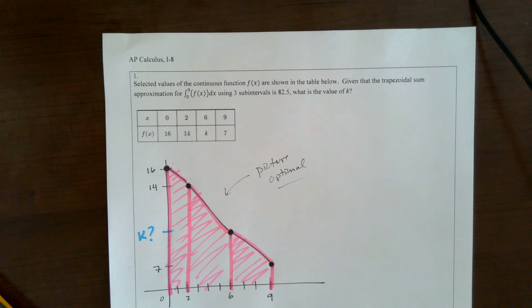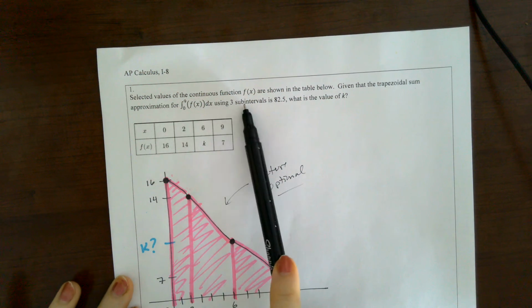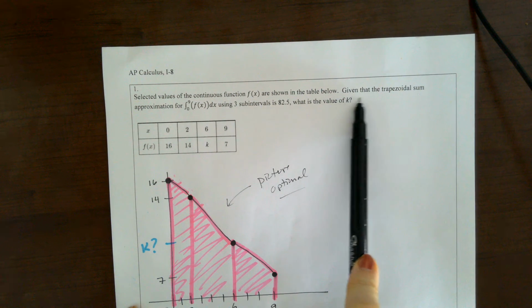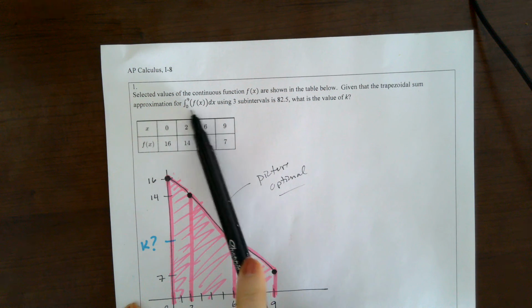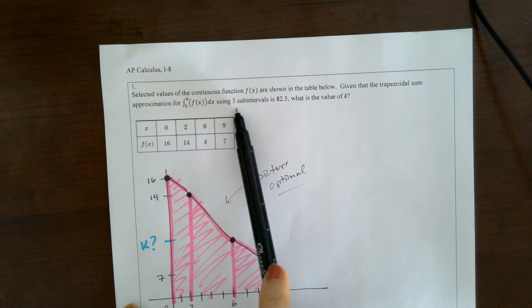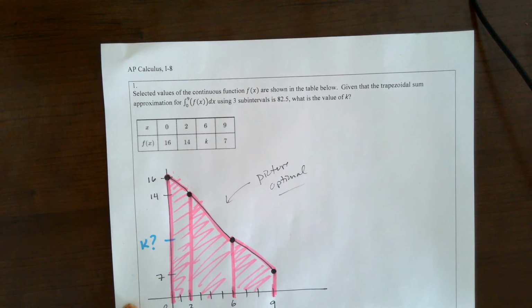Hi guys, this will be short. This is I-8. So I'm going to show you how to do this type of problem. Selected values of the continuous function f of x are shown in the table below. Given that the trapezoidal sum approximation for this integral from 0 to 9 of f of x using 3 subintervals is 82.5, what is the value of k?